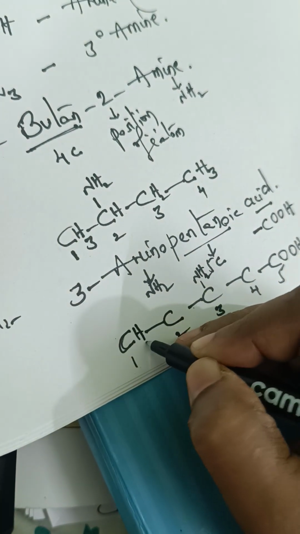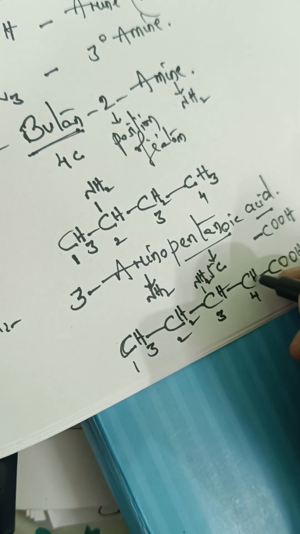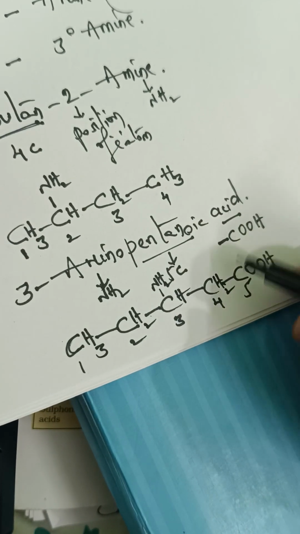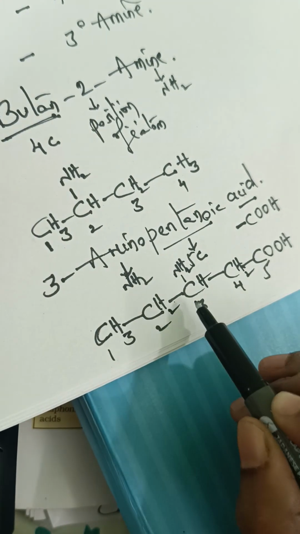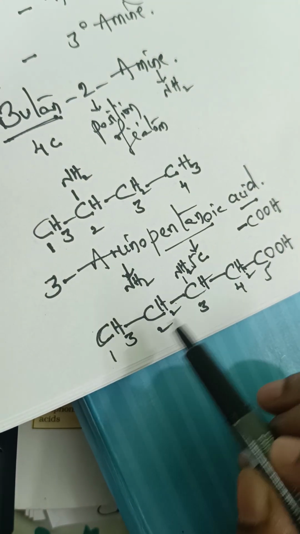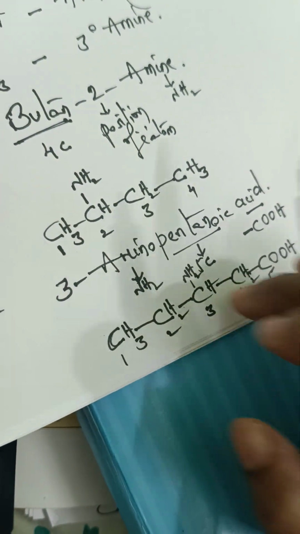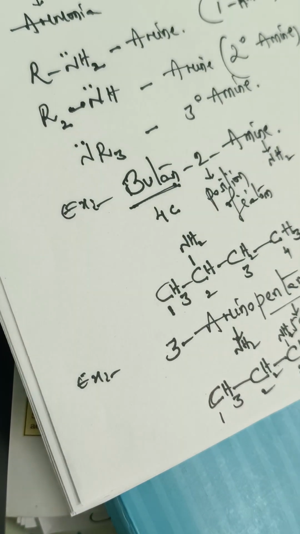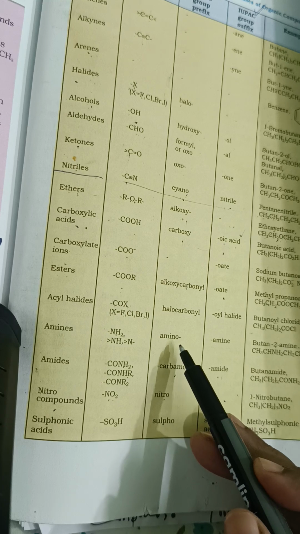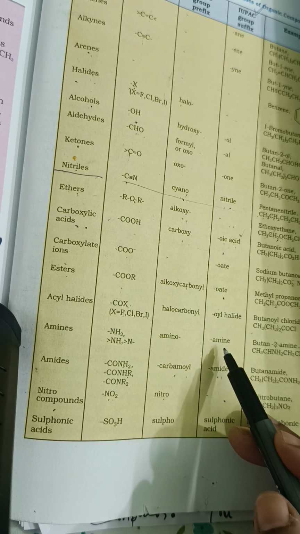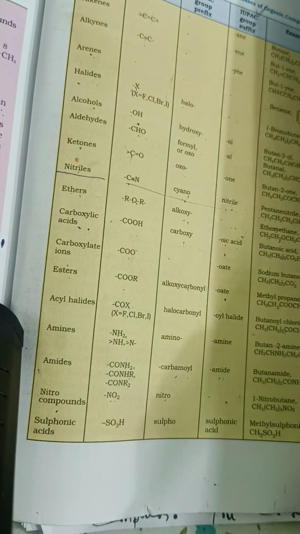Finished. Now you balance with hydrogens. CH2, here CH, here CH2, and then already we have got this group. Now 1, 2, 3, 4, 5. This is pentanoic acid. At the third carbon it is given an amino group. So 3-amino-pentanoic acid. This will be the example for prefix form. So finally the prefix is amino and the suffix will be amine. So these are the structures I have explained just now.